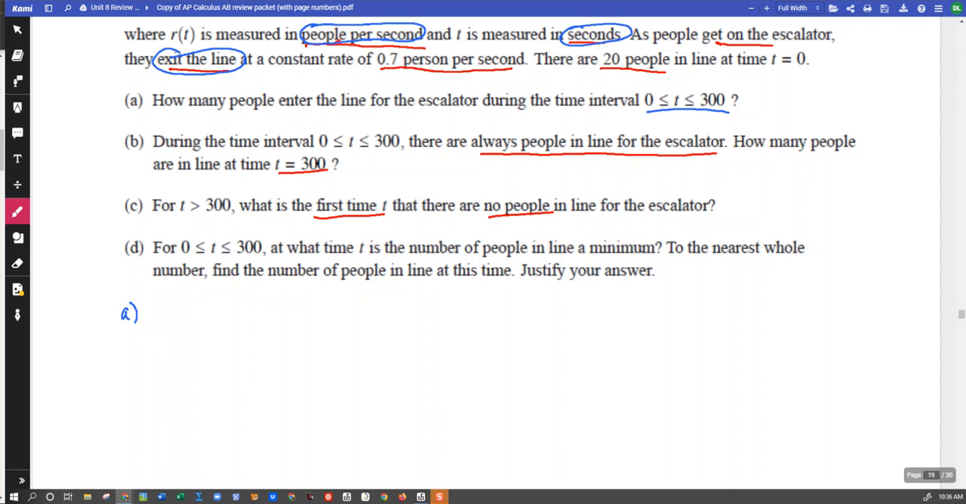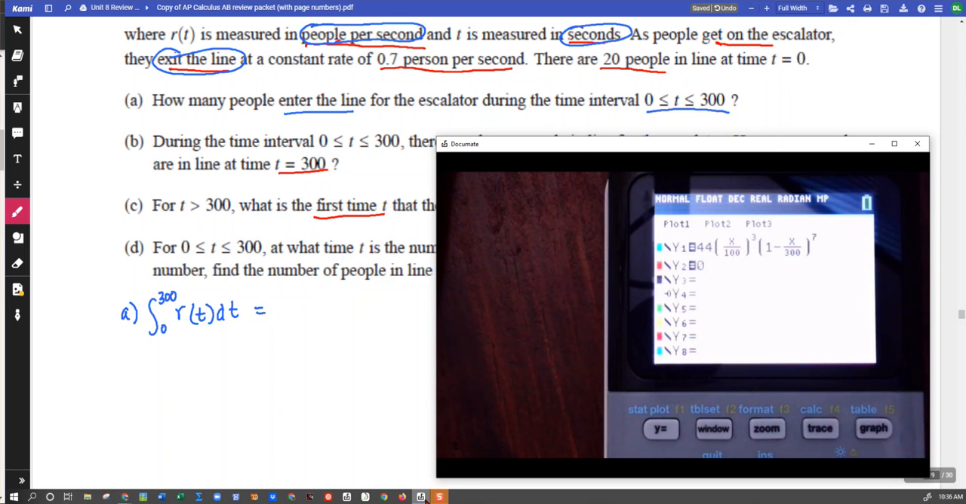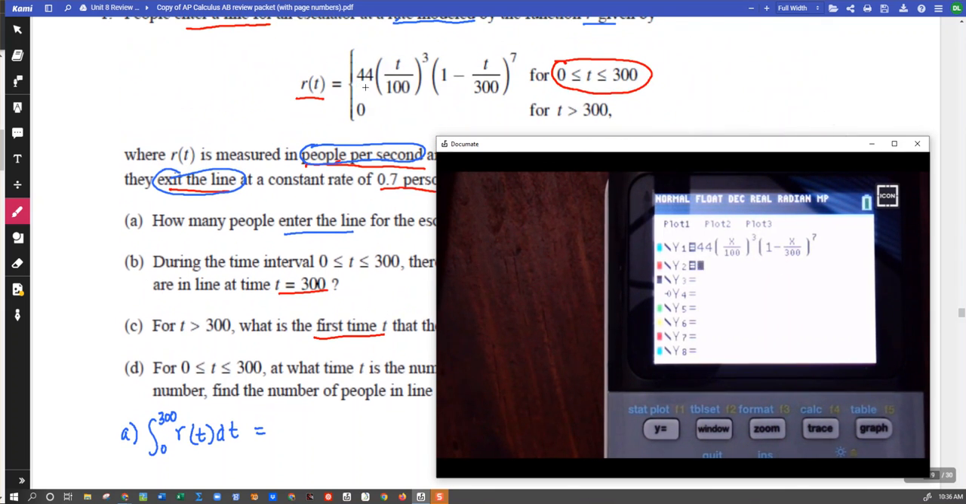To solve part A, we're going to have the integral from 0 to 300 of that rate entering the line equation, because that'll give us how many people enter the line. We'll need our calculator to determine that. So I can come over to my calculator and turn it on. I've already taken the liberty to enter in my rate equation. Notice that you want to be careful that you have entered in your rate equation with numerators and denominators correctly as entered. So I'm going to go ahead and make my calculation.